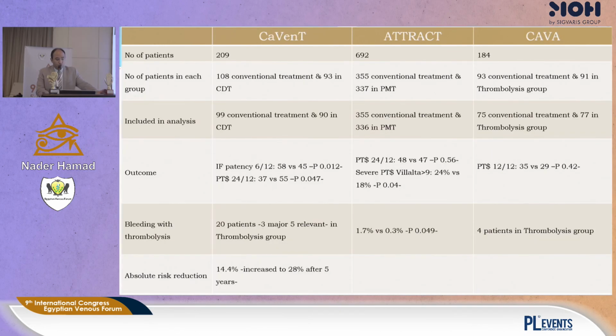The CAVA trial is the most recent one. The number of patients varies. The ATTRACT trial had more patients, but these patients were divided into two groups: femoropopliteal as half of the patients, and iliofemoral, the other half.